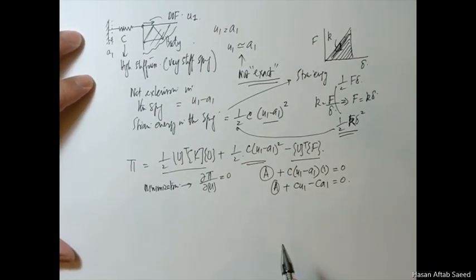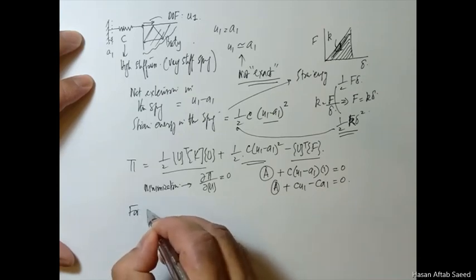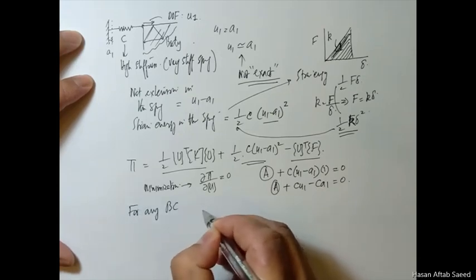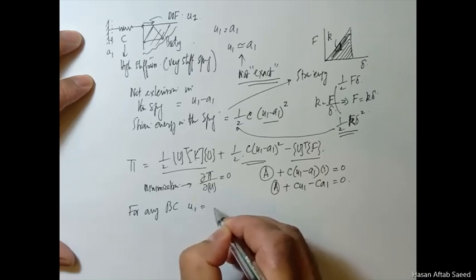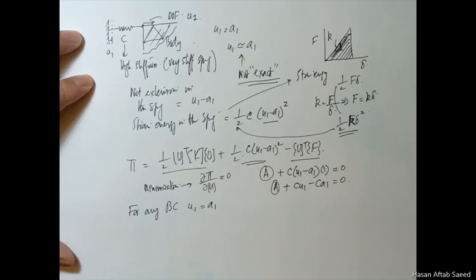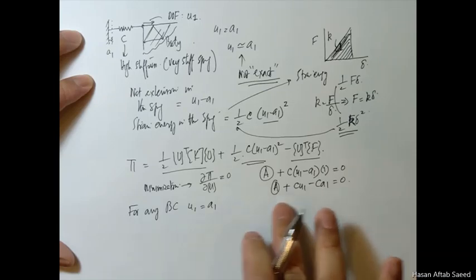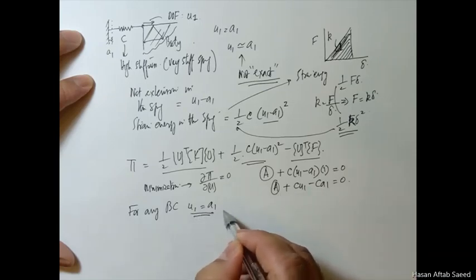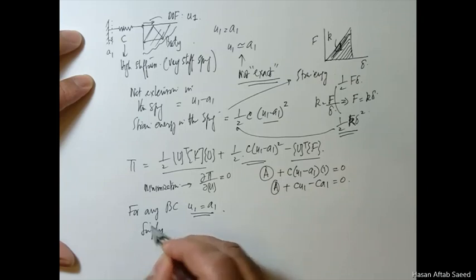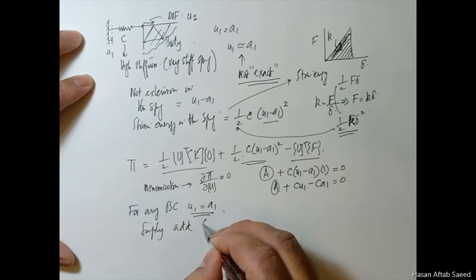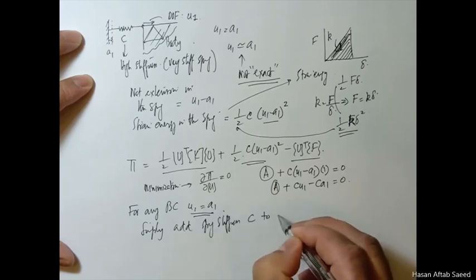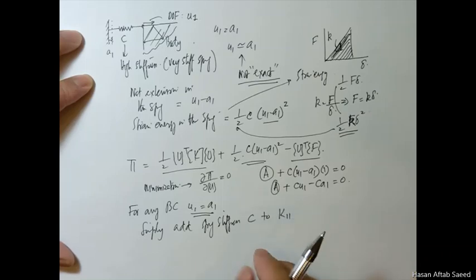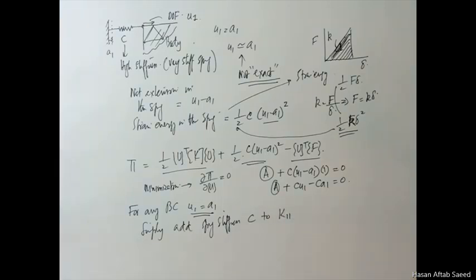Simply, the two things that you have to do is, for any boundary condition u1 is equal to a1, and it could be u2 is equal to a2 or u3. It can be others also, but let's talk about this. Simply add spring stiffness C to K11. So now I think it's very easy to understand.